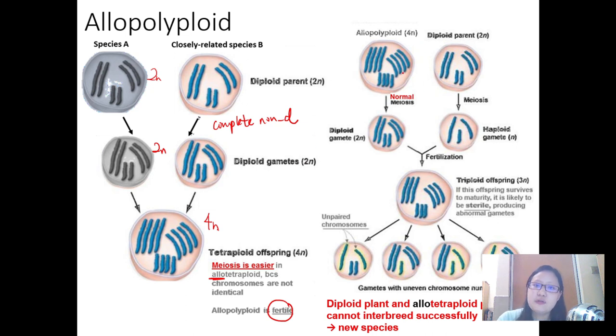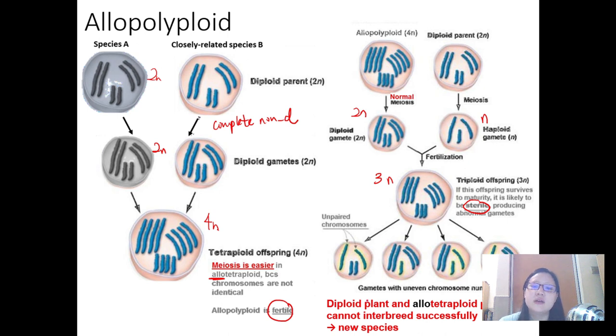So if the allopolyploid goes through meiosis, this is considered a normal thing and will produce a diploid gamete. Okay, whereas the diploid parent here is going through normal meiosis. So when we fuse them together, do we get a triploid offspring? Yes, we do. Okay, and is it still sterile? And the answer is yes. And this also results in gametes with uneven chromosome number.